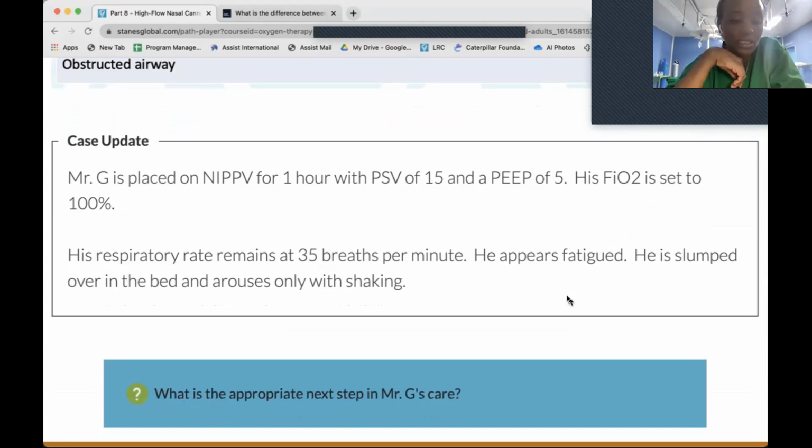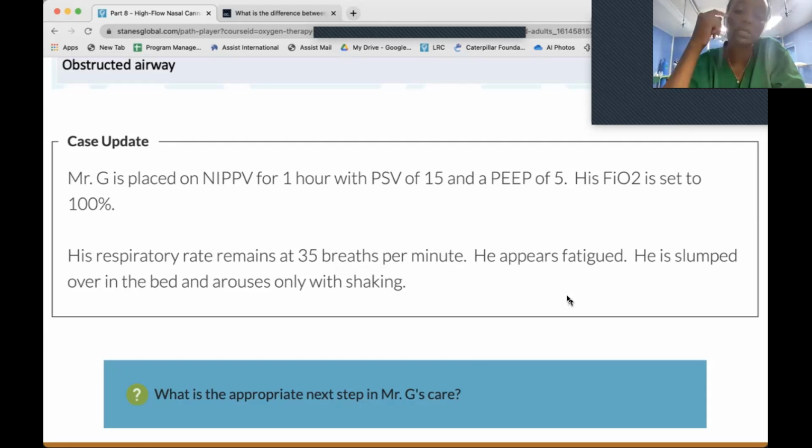Mr. G is placed on non-invasive positive pressure ventilation for 1 hour with a pressure support of 15 and PEEP of 5. His FiO2 is set at 100. His respiratory rate remains at 35 breaths per minute. He appears fatigued, he's slumped over in the bed and arouses only when shaking. What is the appropriate next step in Mr. G's care?